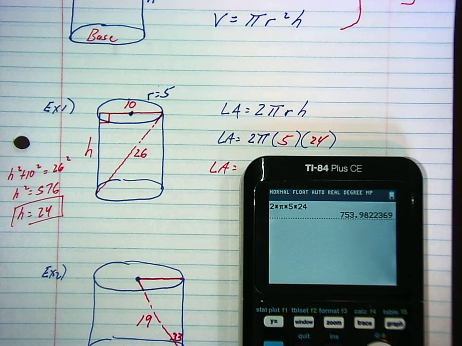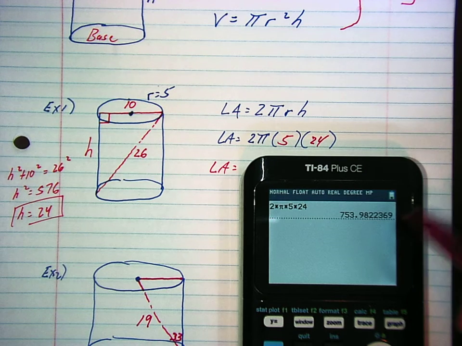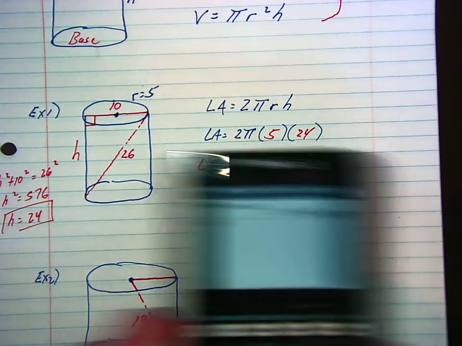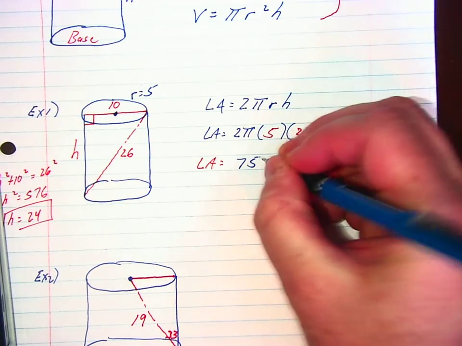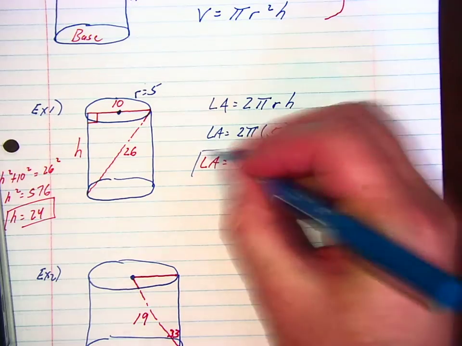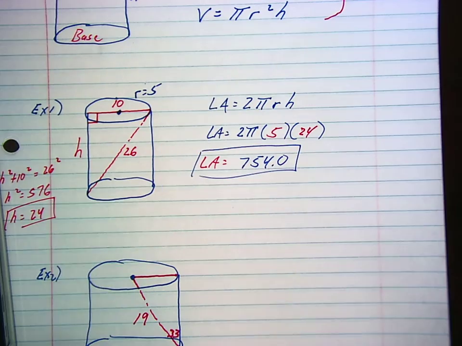You get that 753.98. The 8's going to make the 9 round up, so that's going to be 754 even. So 754.0. That's your lateral area.